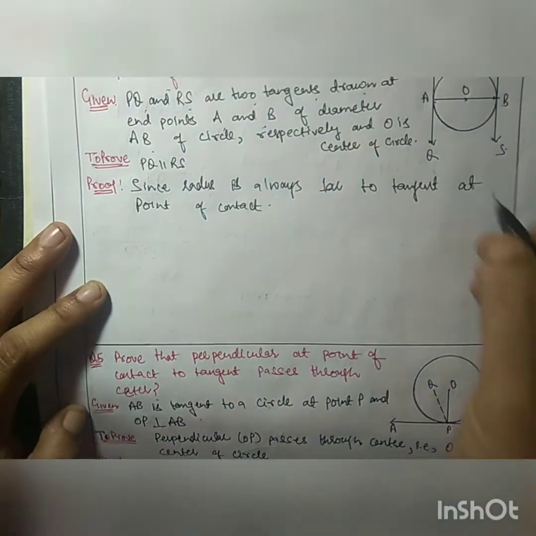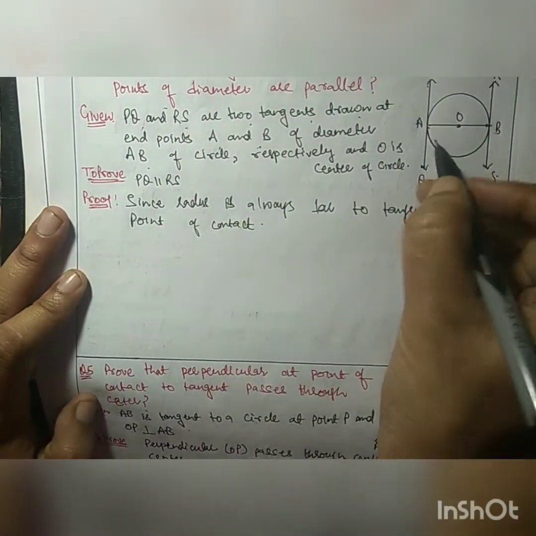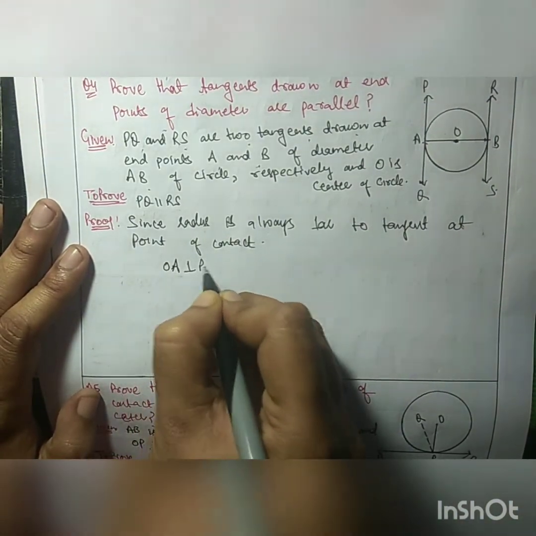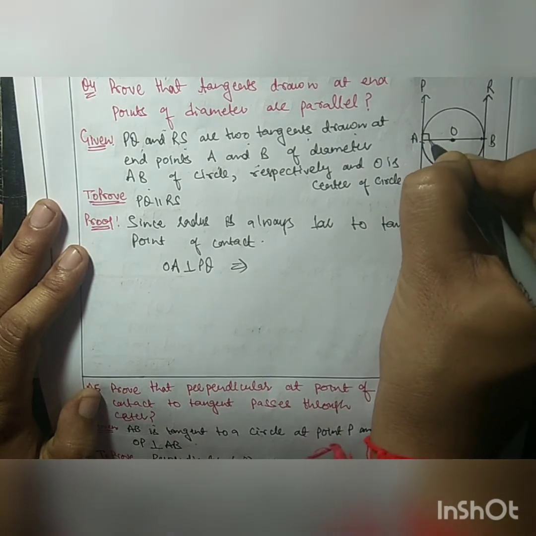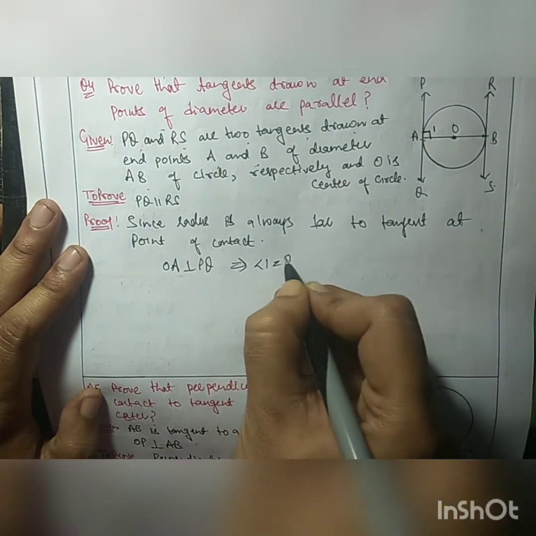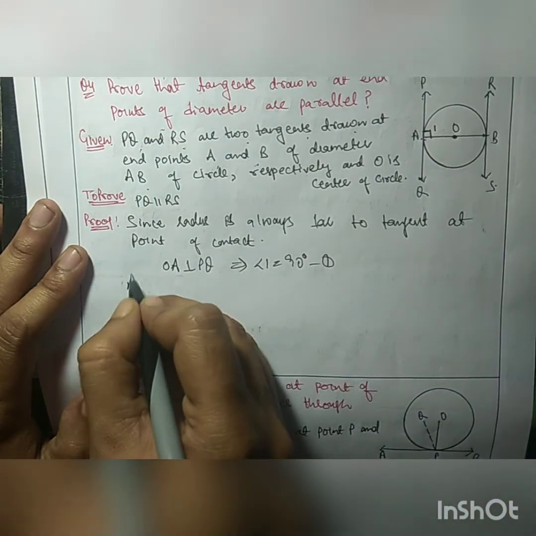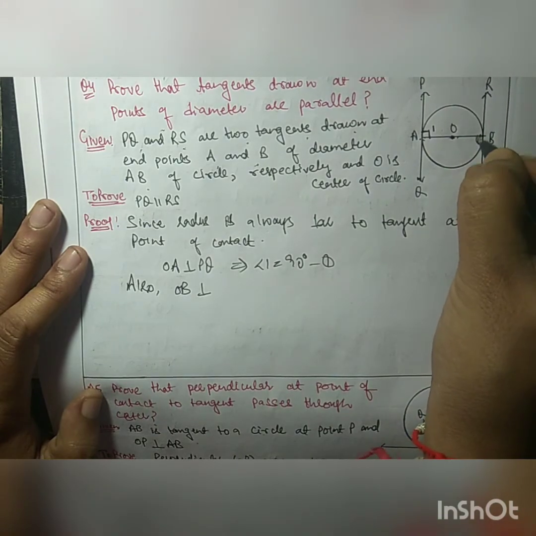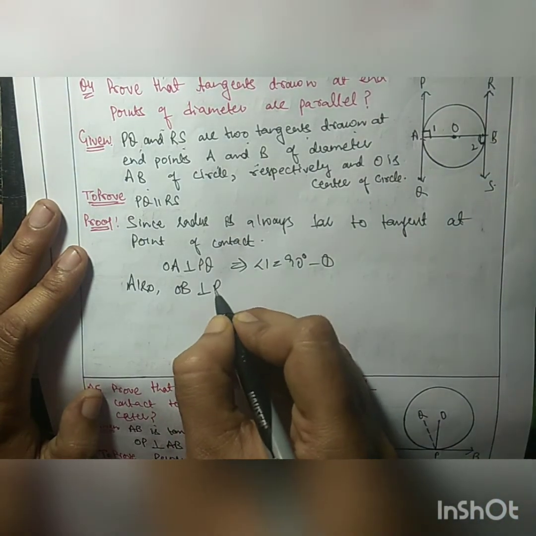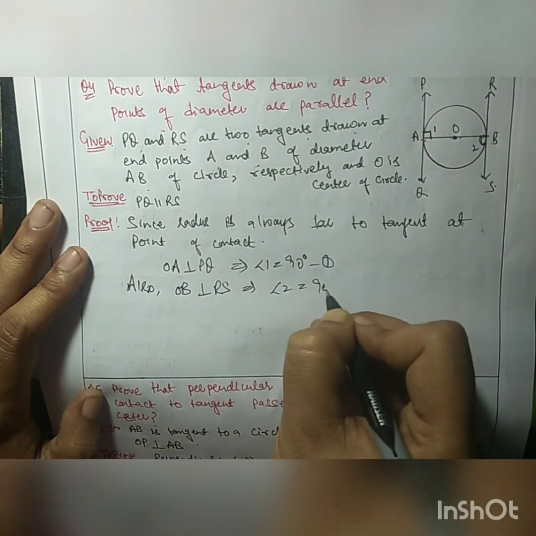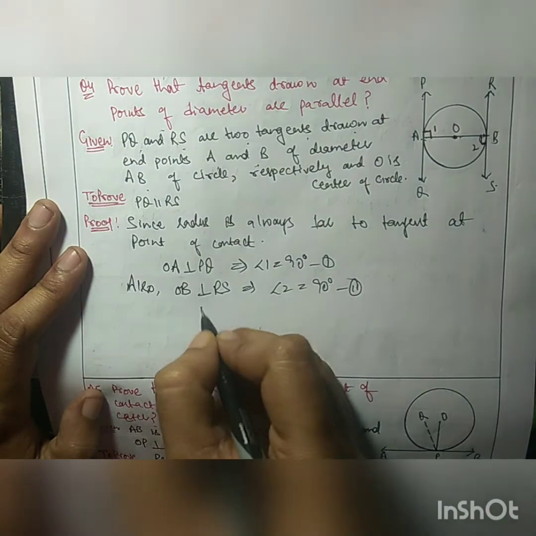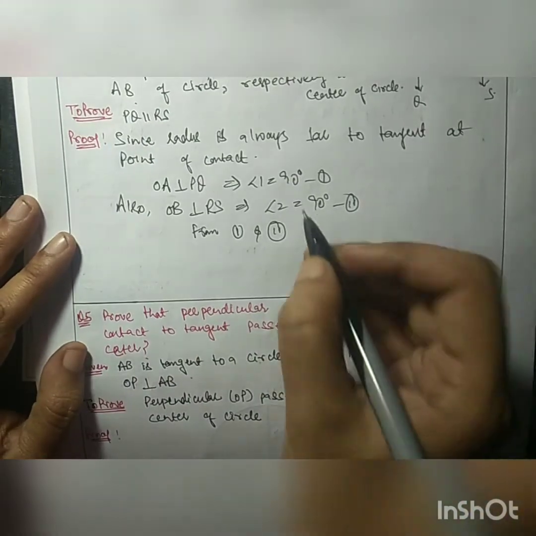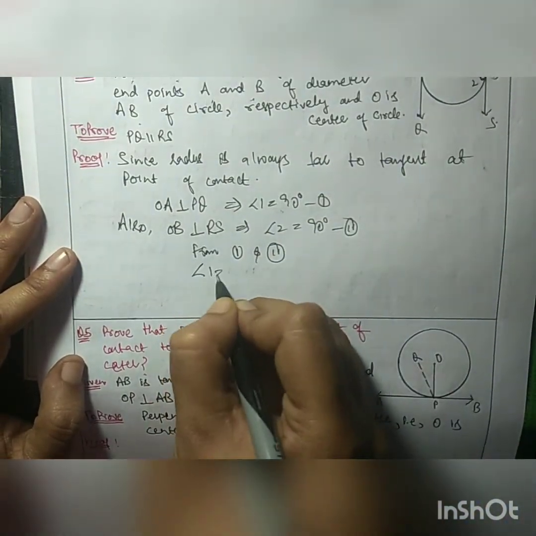As AB is diameter, O is the center, therefore OA would be the radius and PQ is tangent. It gives OA perpendicular to PQ. If OA is perpendicular to PQ, so angle 1 is 90. Let it be equation first. Also OB perpendicular to RS, so let us take this angle, angle 2 would be 90. Let it be equation second. From first and second, angle 1 is also 90 and angle 2 is also 90. So angle 1 is equal to angle 2.